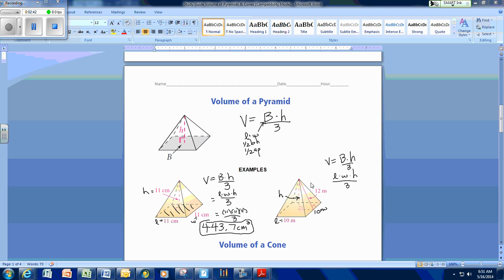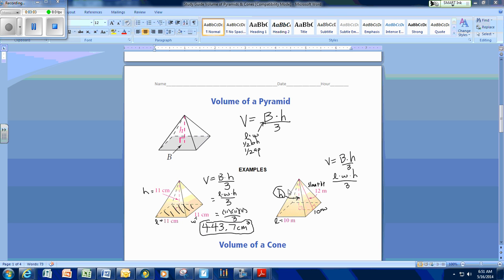And that's an unknown value. So we're going to try to figure out what that is by using the other given information. This 12 meters right here, that's the slant height. Slant height, we use that for surface area, not for volume.